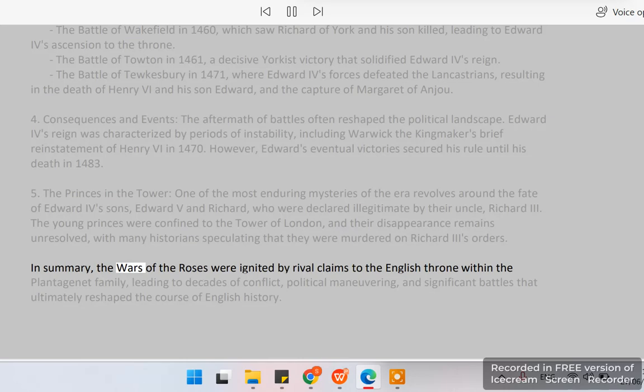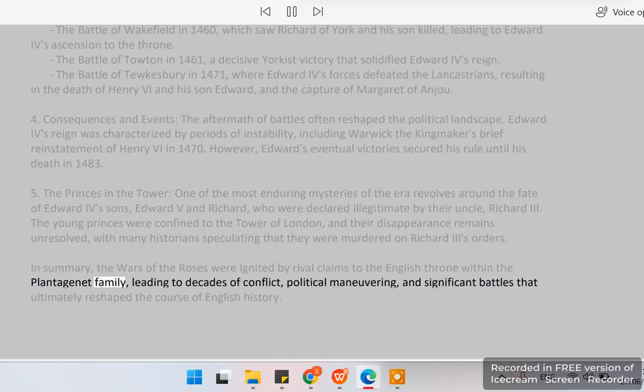In summary, the Wars of the Roses were ignited by rival claims to the English throne within the Plantagenet family, leading to decades of conflict, political maneuvering, and significant battles that ultimately reshaped the course of English history.